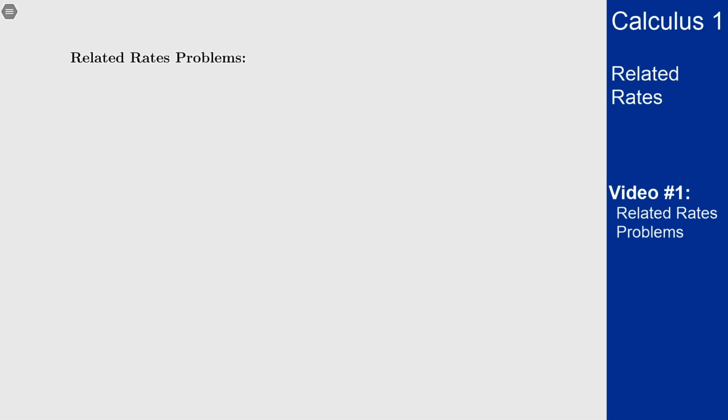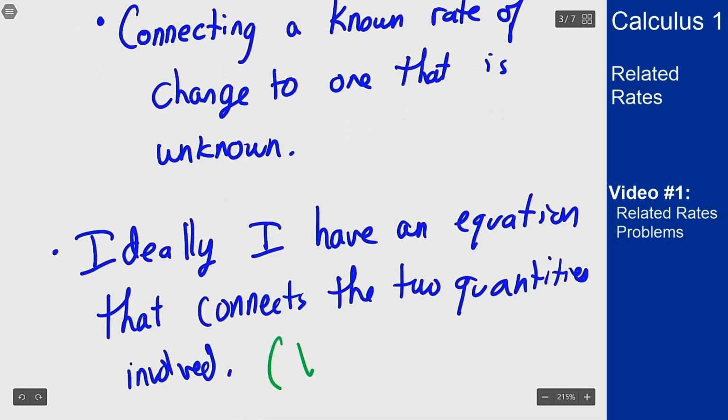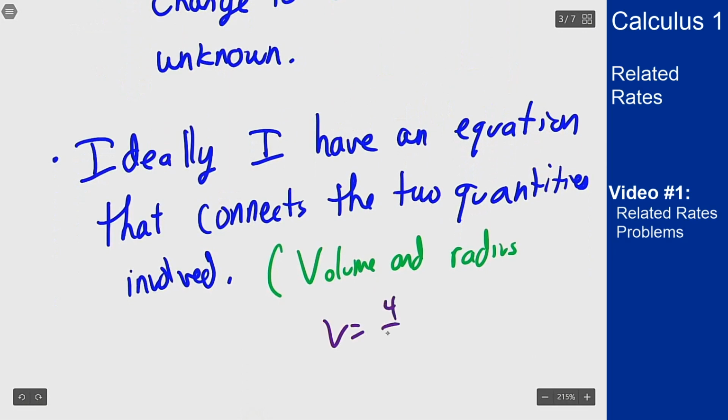So what are related rates problems? The idea is what I mentioned before. I'm trying to connect one rate of change, i.e. one that I know, to another rate of change that I don't know. So ideally I know an equation that connects this known quantity, the one I know the rate of change for, to this unknown quantity that I don't know the rate of change for. In this case, that was volume and radius, and we have the equation V equals 4/3 pi r cubed. And our goal is to take that equation and convert it to an equation that relates the different rates of change of these objects.